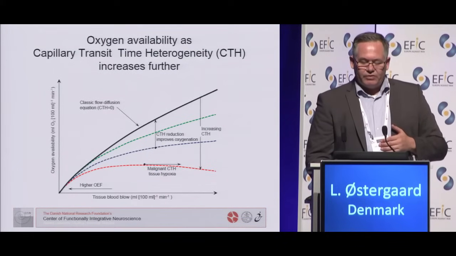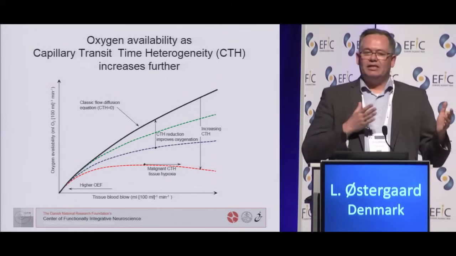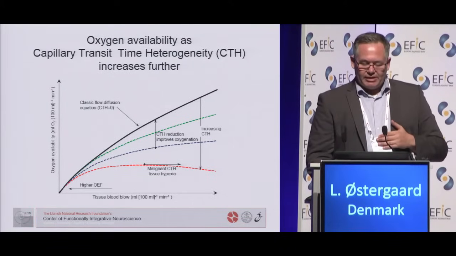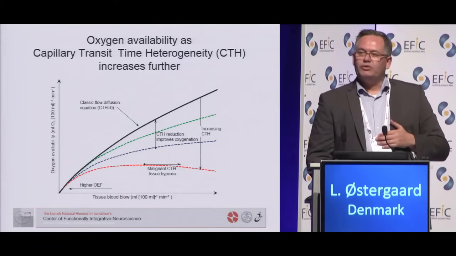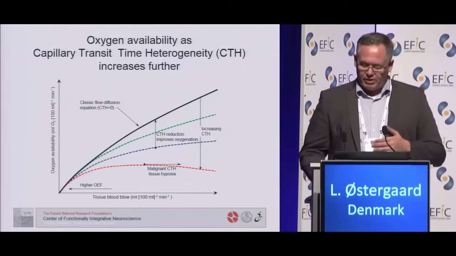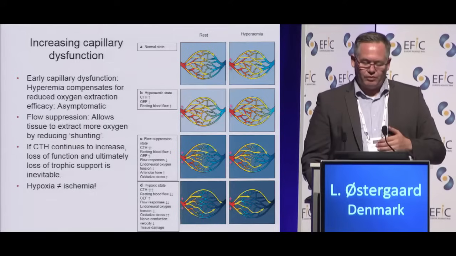And what is very important is that it can become so severe that it no longer helps to increase blood flow, as you can see here. We call that malignant transit time heterogeneity. Here, there's severe tissue hypoxia, but if we increase blood flow in this condition, hypoxia will actually become even worse. So that's not a phenomenon we knew of or had thought of before.